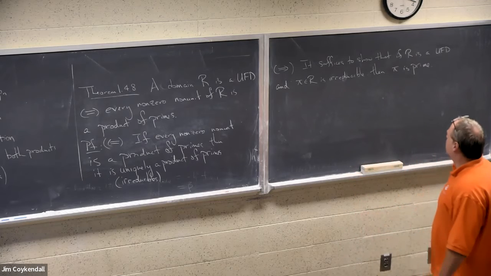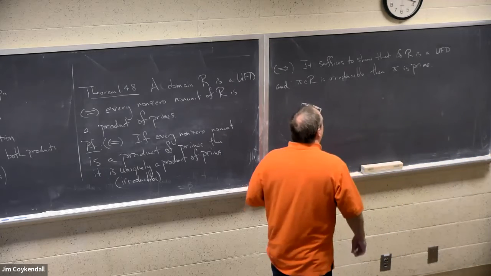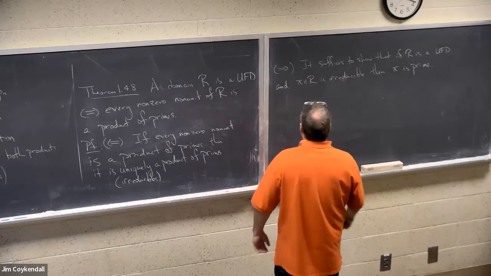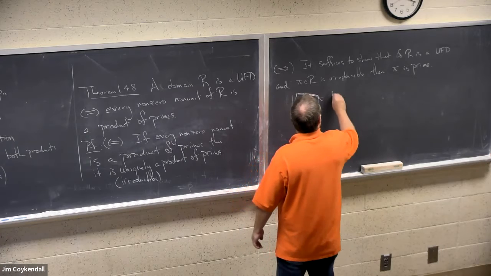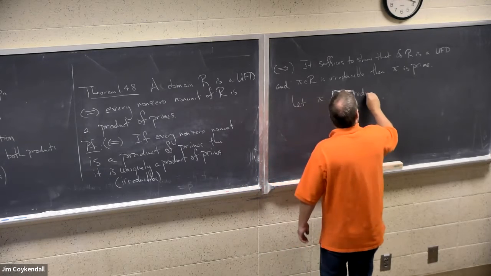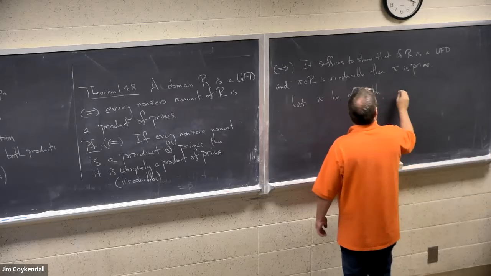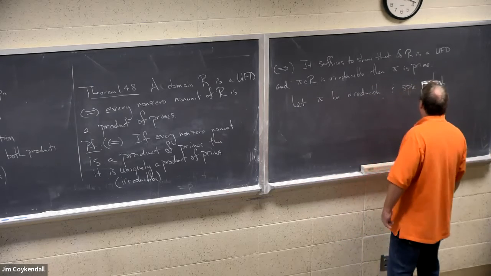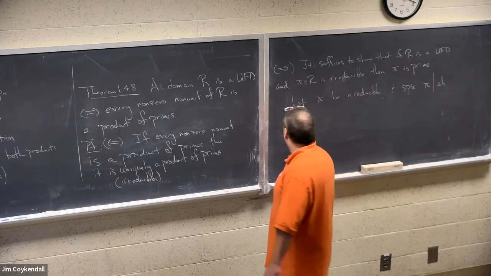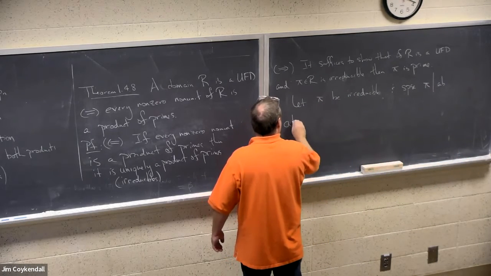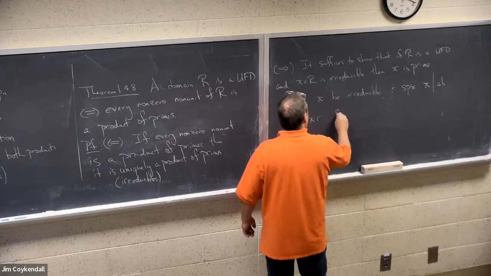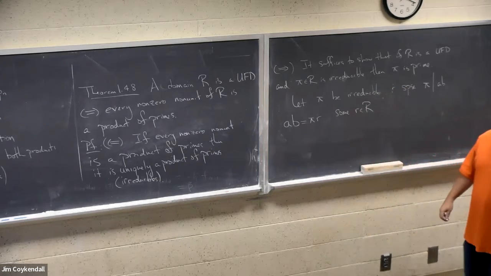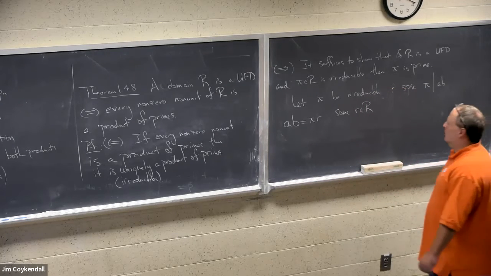Of course, more generally, irreducibles and primes can be different. So let's see why this is true. Why is it true that in a UFD every irreducible is prime? So suppose pi is irreducible and pi divides AB. Well, this means that AB equals pi r for some r in R. Right? Now here's the thing.